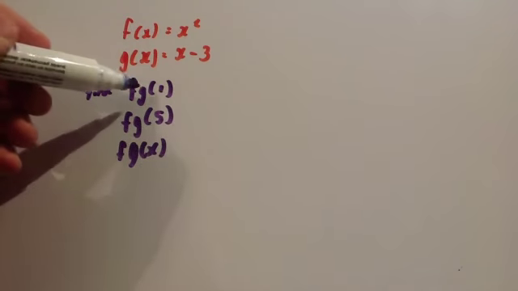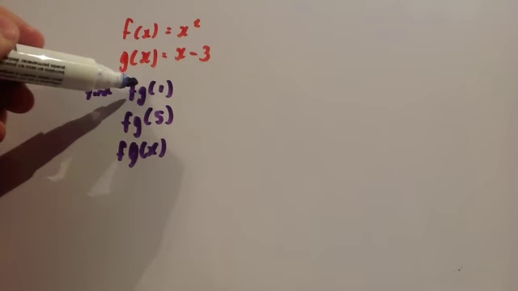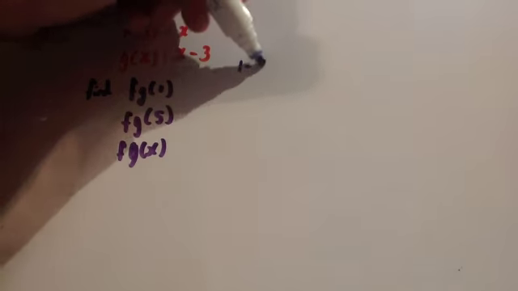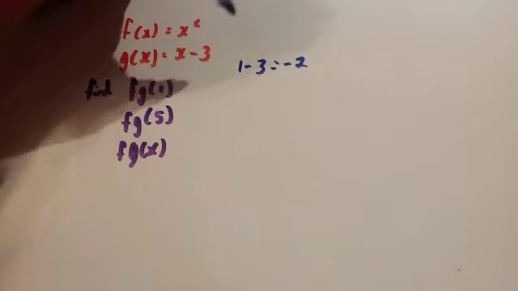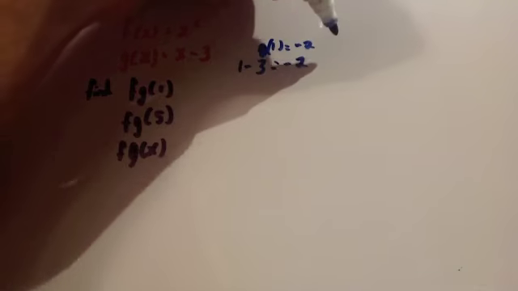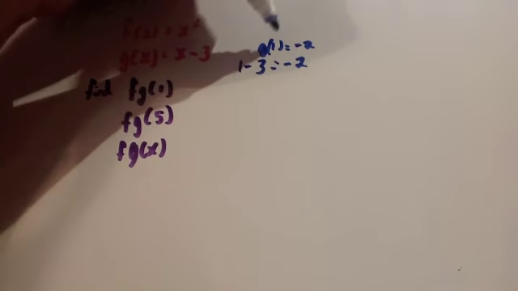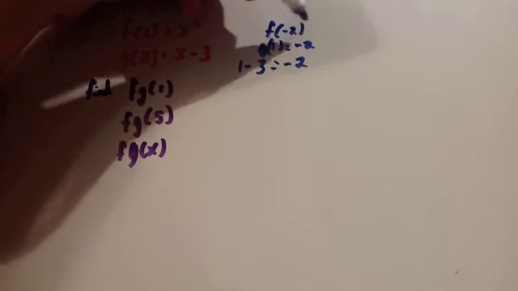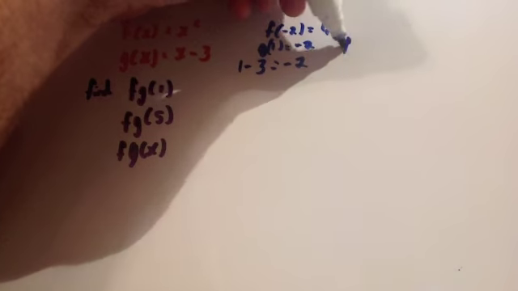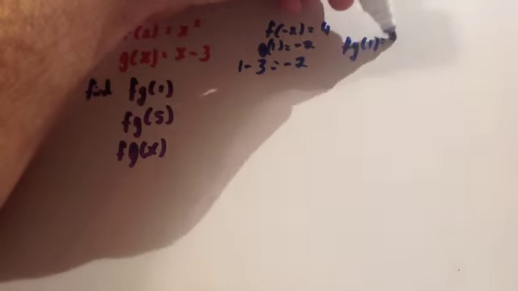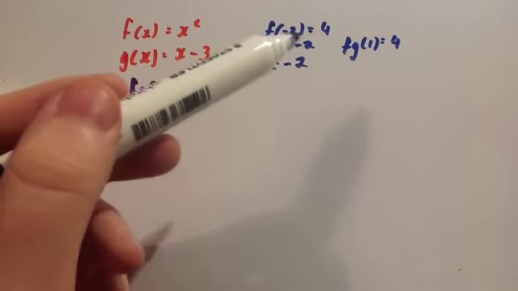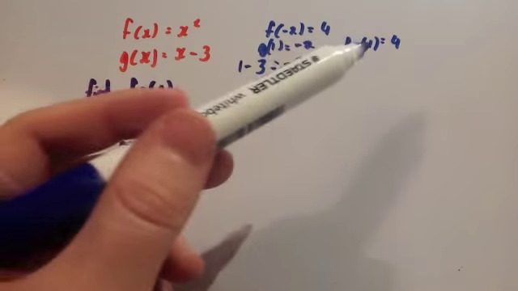So, first things first, fg of 1. So I put 1 into g, so you're going to do 1 minus 3, which equals minus 2. So g of 1 equals minus 2. And then we're going to put minus 2 into f. So f of minus 2 equals x squared equals 4. So therefore, fg of 1 equals 4. So if I want to work out fg of 1, I put 1 into g and get minus 2, and then put minus 2 into f, and then I get 4. So fg of 1 equals 4.